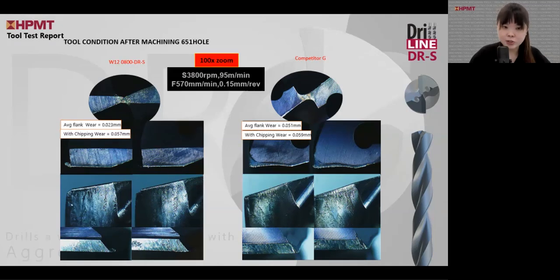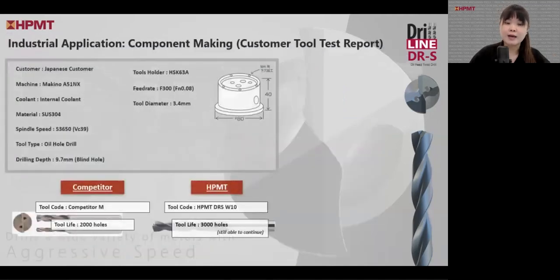Next, we also have some customers who bought our tool and tested it. Here we have two different tool test reports received from our customers. We would like to show you these as well, to understand how our tools perform in real-life conditions. For the first two tests, as you can see over here, the report was shared by our customer from Japan. They are trying to drill an emphasized hole.